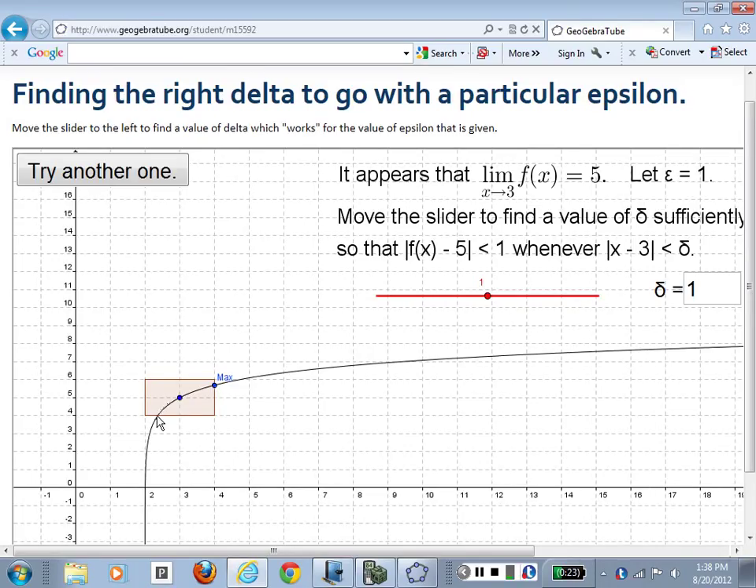But if x is too far to the left, say, let's see, from here to there is about 0.7, 0.8, then the function values are well away from 5. We want to be close to 5 because that's our L. So I'm going to slide the slider until we get a delta that works.